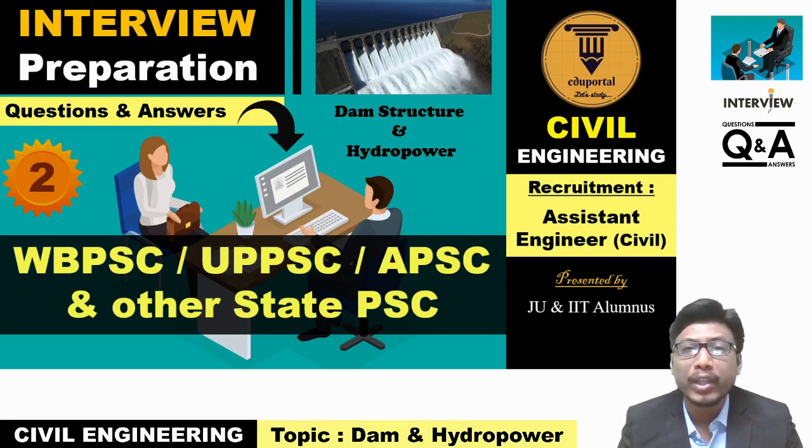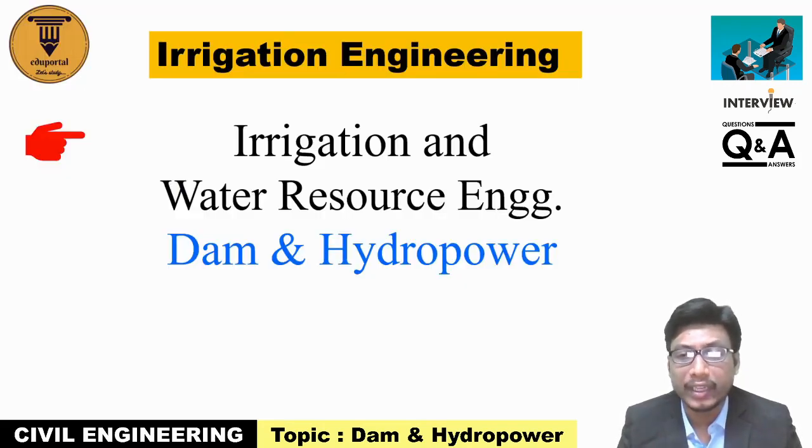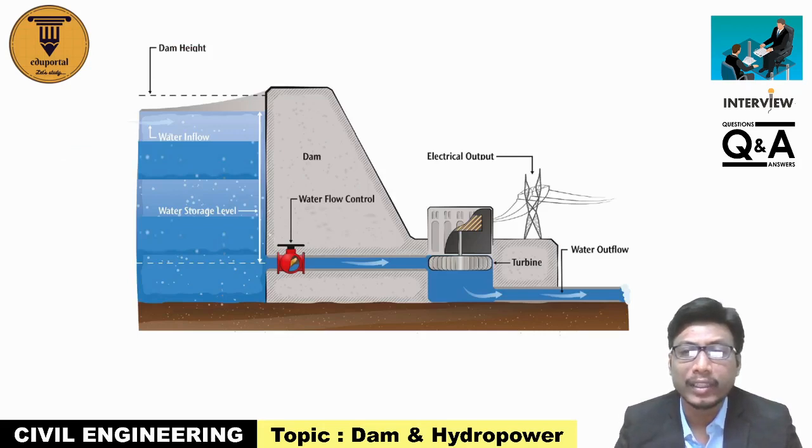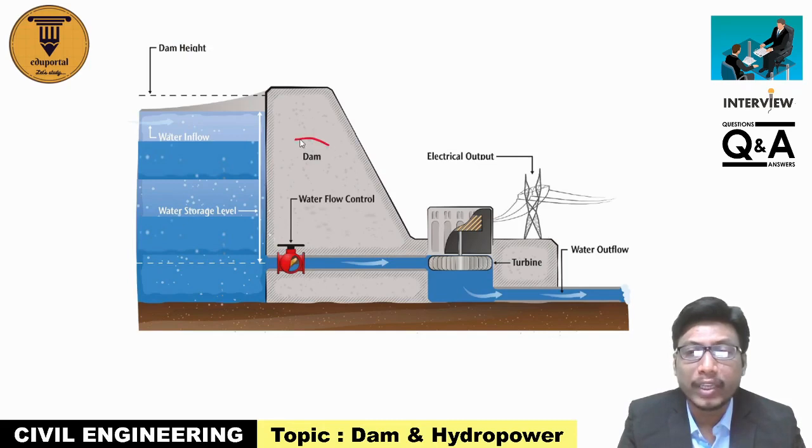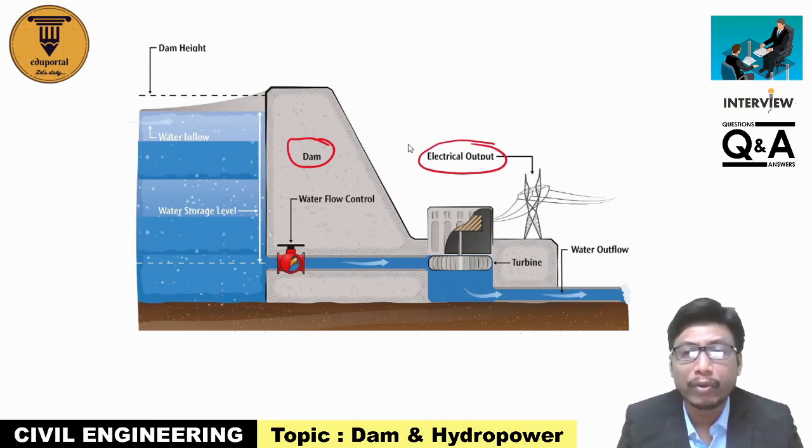So today's topic is dam structure and hydropower, and it is from the subject irrigation and water resource engineering. We will discuss some important questions from this topic. What we are going to cover in this video are, first of all, the dam: what is a dam, its structure, its classification, and its purpose, etc. And then hydropower, that is how hydroelectricity is generated. So these are the things that we are going to cover in this video. So let's get into the topic.